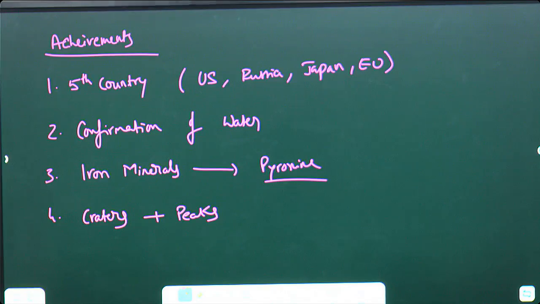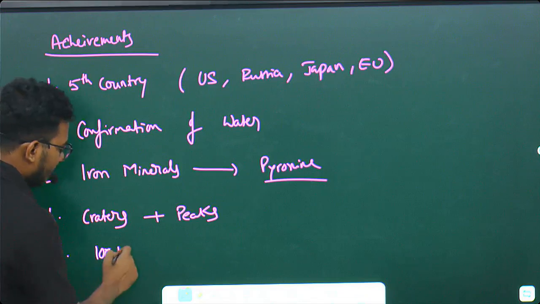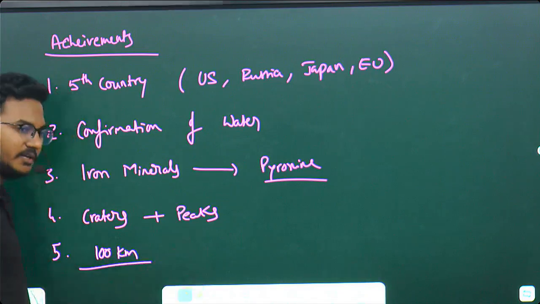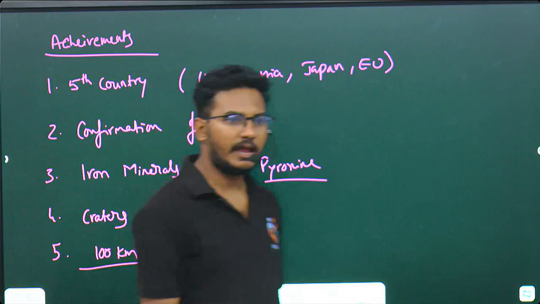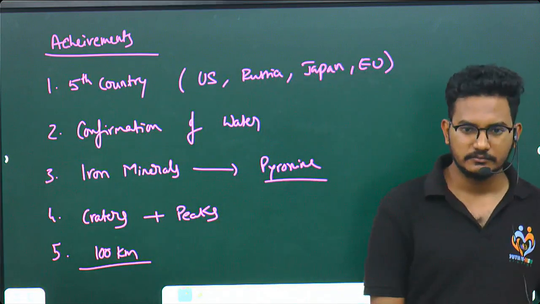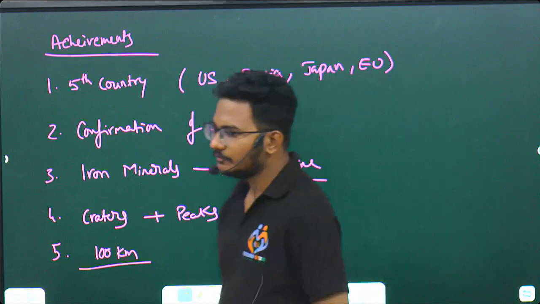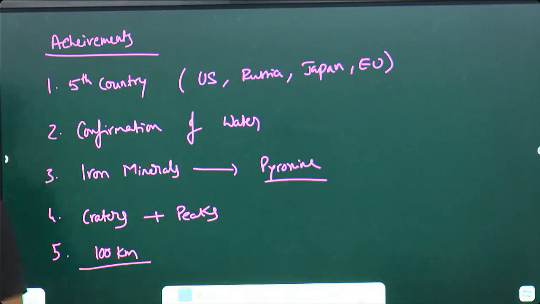And the fifth achievement is, I have already told you, we have taken pictures from 100 kilometers. Before everybody, they had taken pictures from 200 kilometers. Pictures from 100 kilometers height.